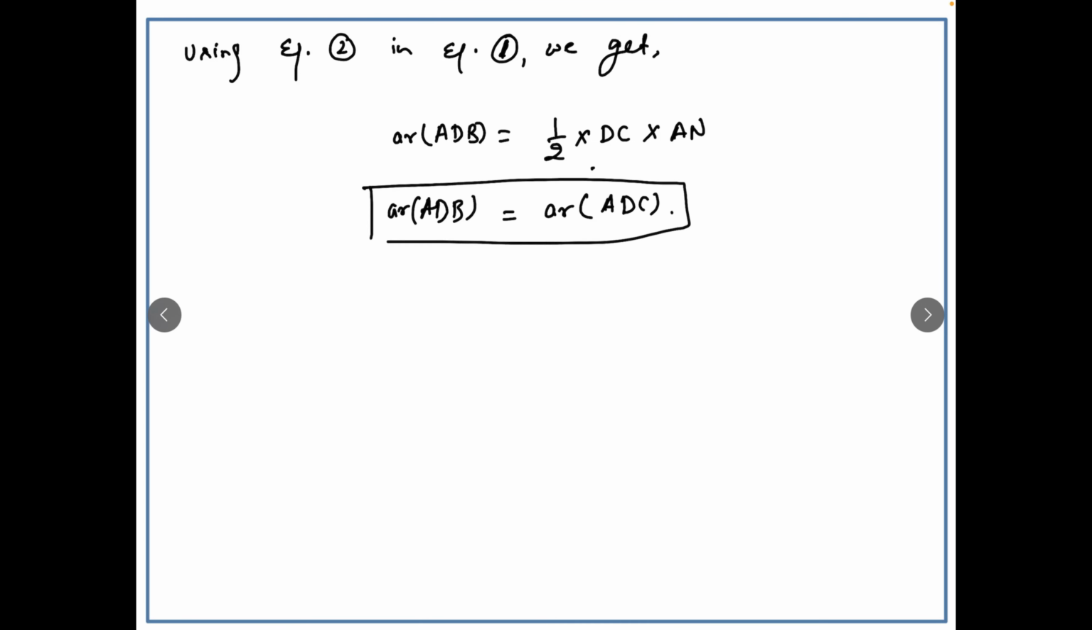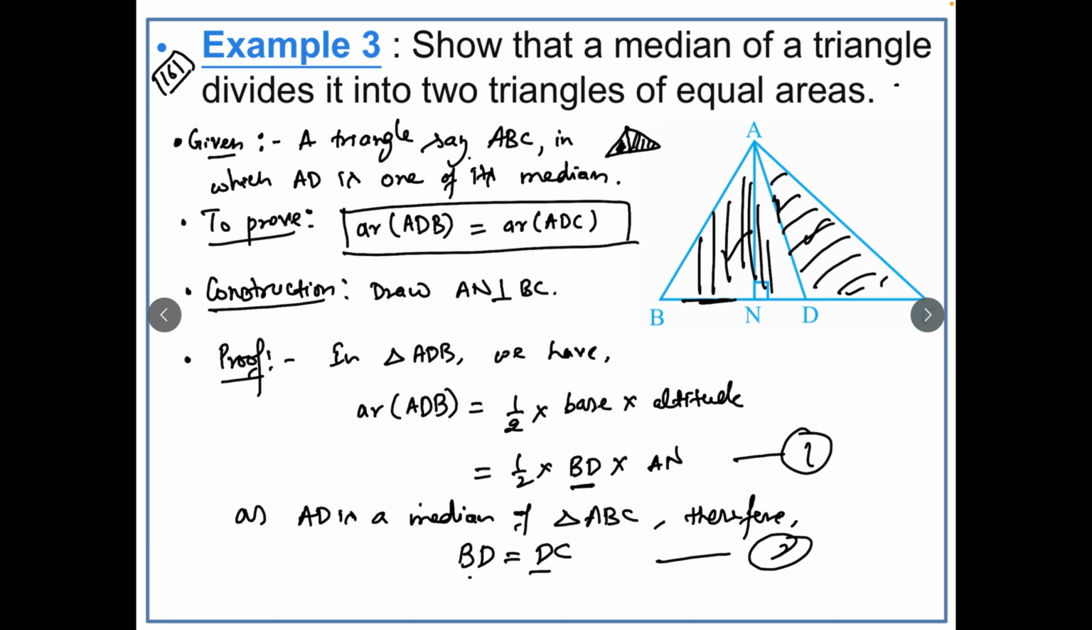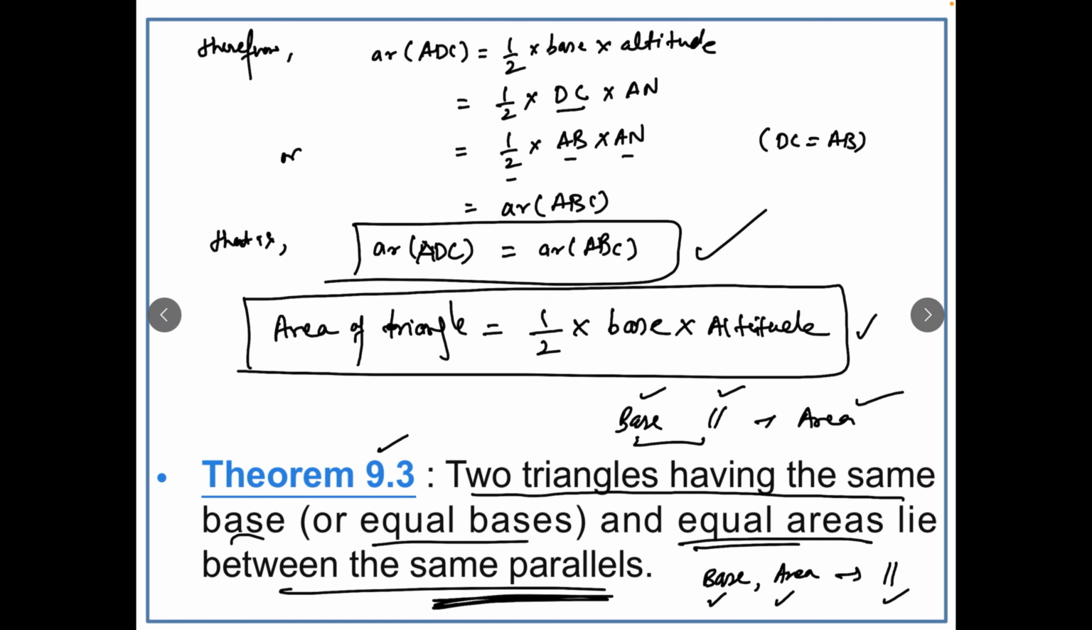So from here we conclude that if we draw a median in any triangle, that median will divide the triangle into two triangles and the areas of those two triangles will be equal. Okay, as this median AD is dividing the triangle into two triangles, the areas of both triangles are equal, as we have proved here. So we are going to use this theorem 9.2 and 9.3 and the statement of example number 3 in the next exercise, which is 9.3.